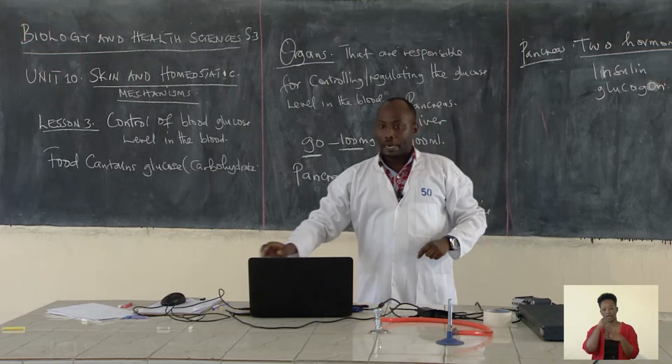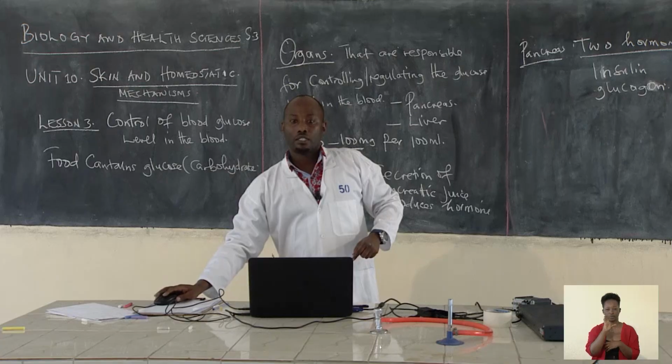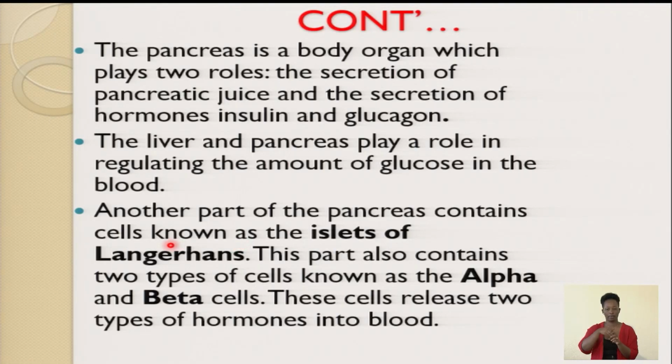Another part of the pancreas contains cells, once these cells are stimulated, I'm talking about the cells called the islets of Langerhans. I'm specifying these cells, which are called islets of Langerhans. They are found in the pancreas. These parts also contain 2 types of cells. One is called alpha cells, another one is called beta cells. The beta cells produce insulin.